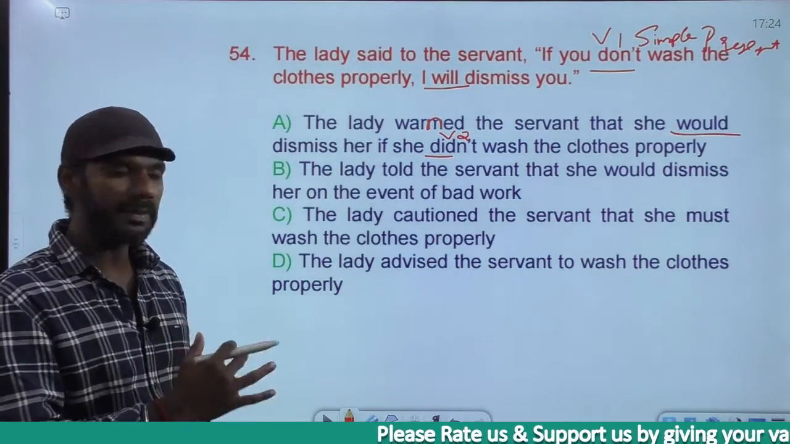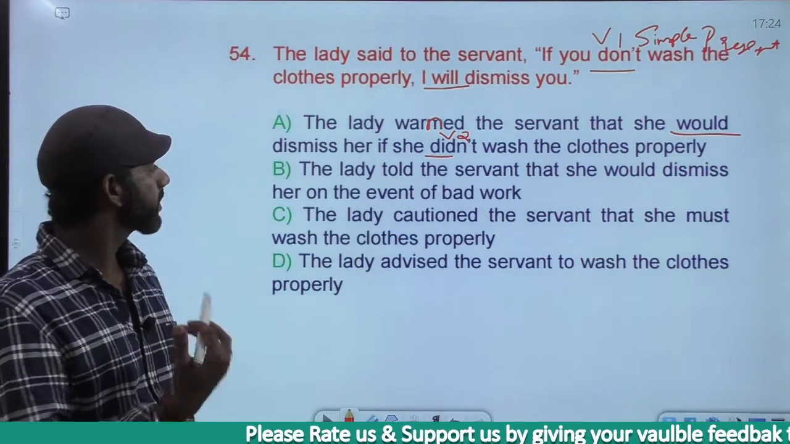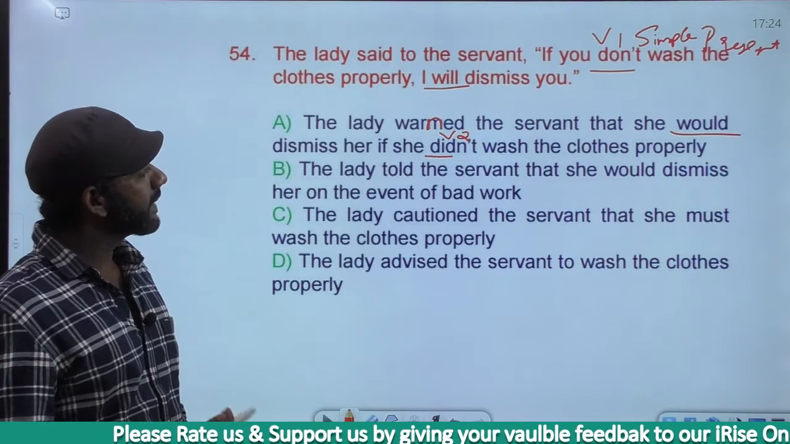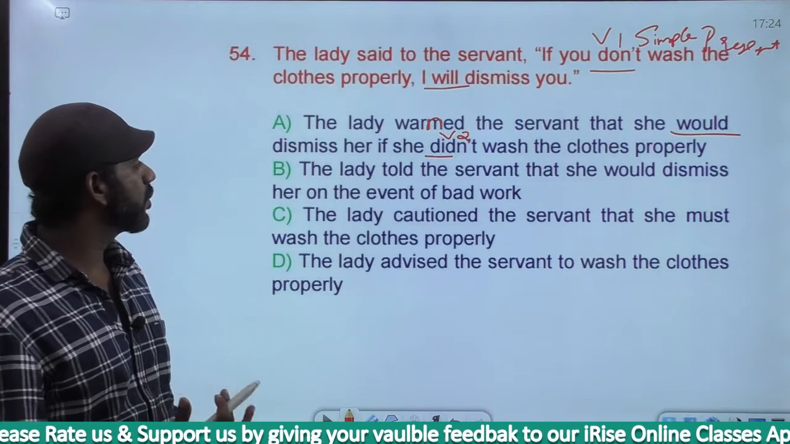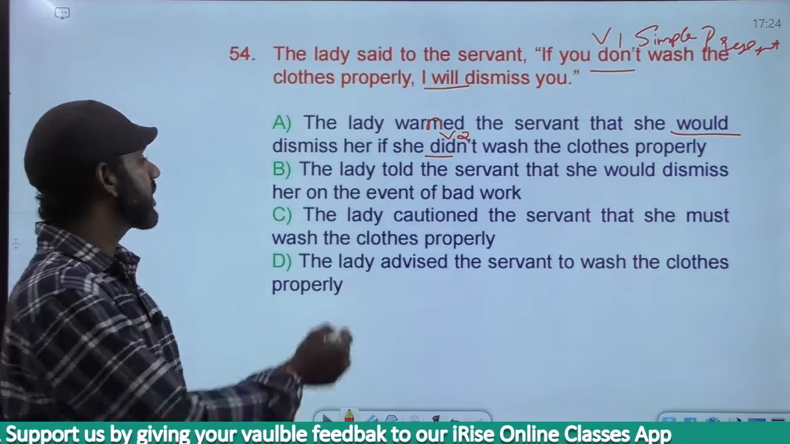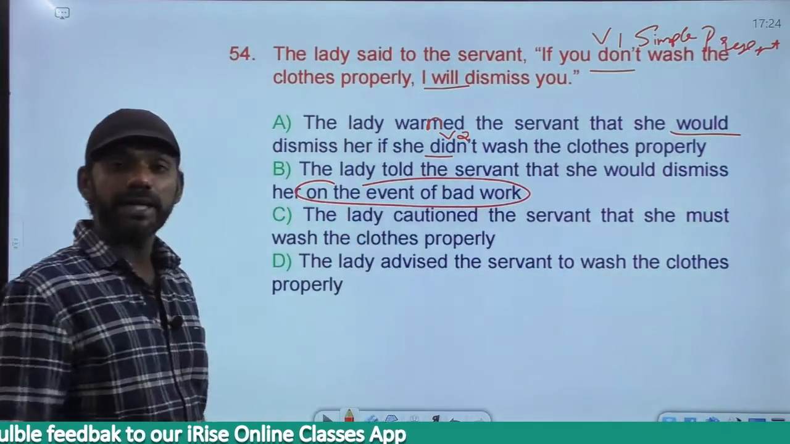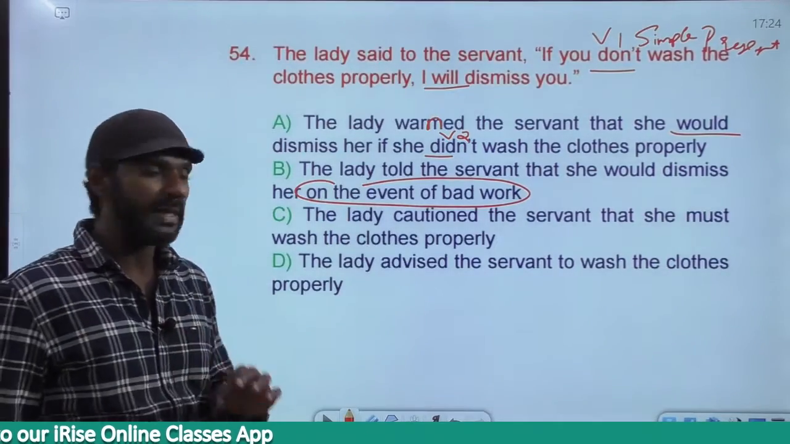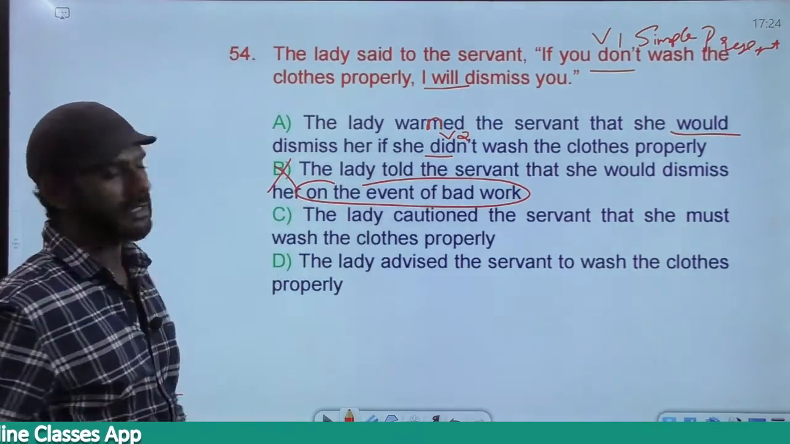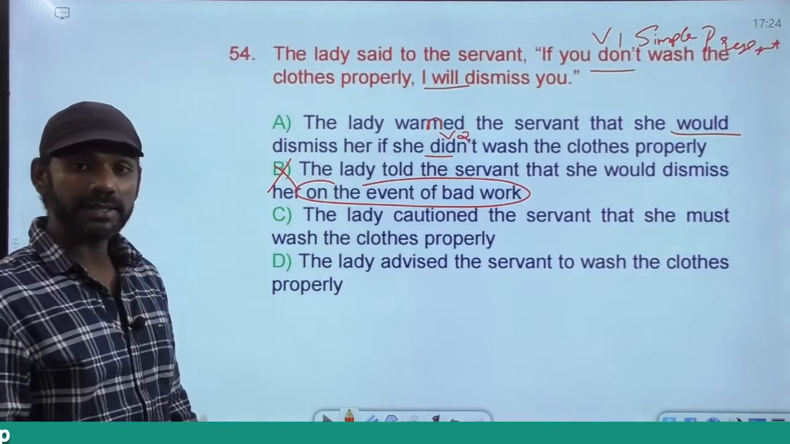Simple present became simple past. Option A must be considered. Come to option B. The lady told the servant that she would dismiss her on the event of bad work is a completely different meaning when compared to the meaning of the sentence given as a question. Option B is eliminated. Come to option C.